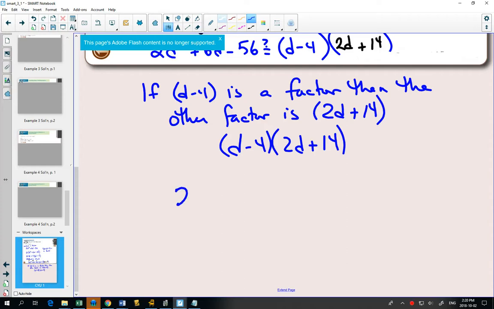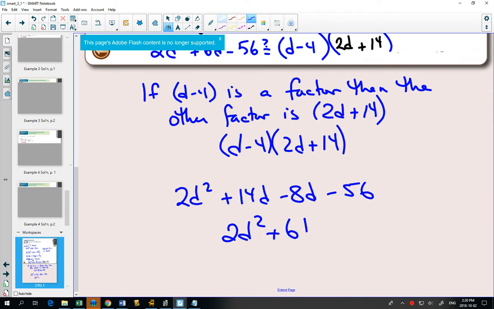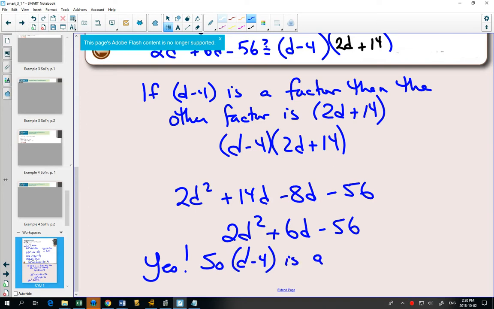D times that, 2d squared. Outside, plus 14d. Inside, minus 8d. Last, minus 56. Combine my like terms. Is this what we had originally? Yes. If you got a different answer, it would not be a factor. Okay?